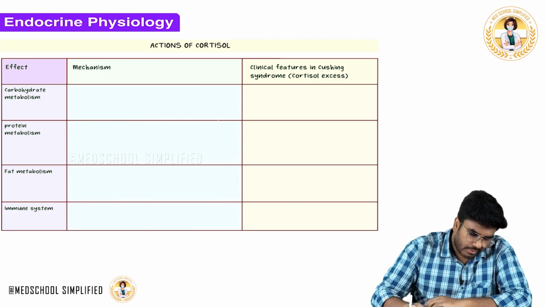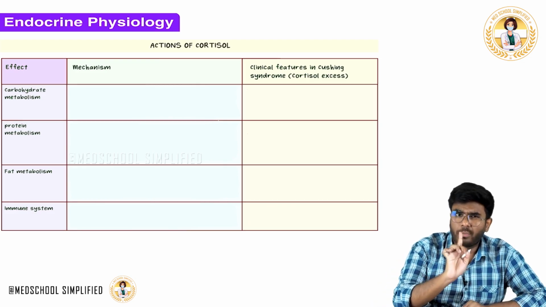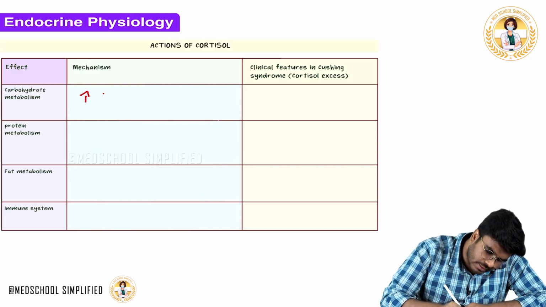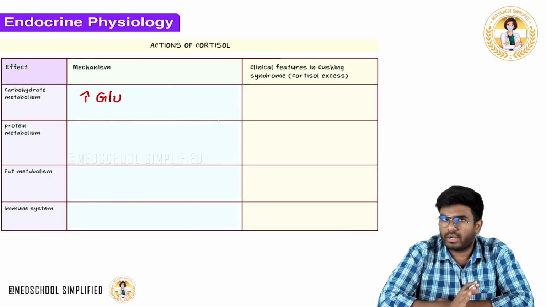We'll discuss. Now let's see what cortisol does to carbohydrate metabolism. One simple point I want you to know: cortisol increases the blood glucose levels. Cortisol is a hyperglycemic hormone. That's it. Now what is cortisol doing to the proteins?